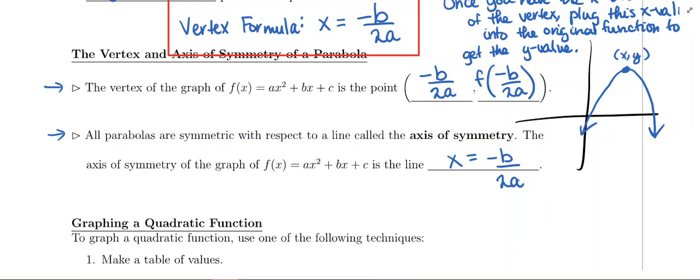Remember that the axis of symmetry is a vertical line through the vertex. So it is nothing more, and you'll see this when we do actual examples, than the equation x equals negative b over 2a. That's just the x coordinate of the vertex. Now we're going to start talking about how to graph a quadratic equation or parabola by hand. We've got all the terminology we need, so let's take a look.